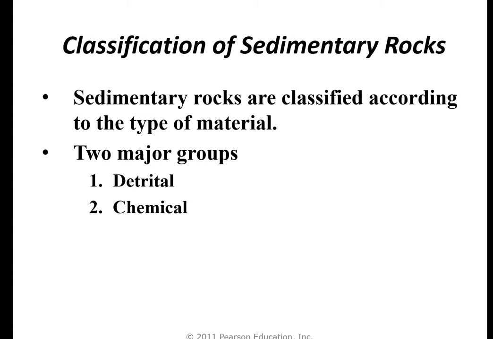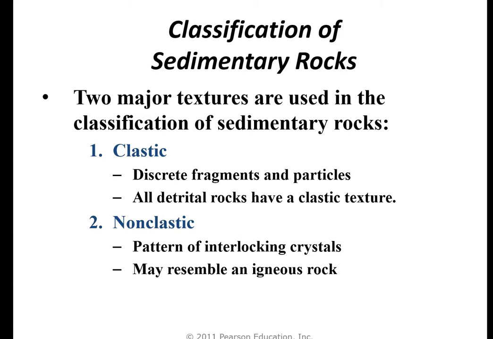Sedimentary rocks are classified according to the type of material that makes them up, and we have two major groups, detrital and chemical. So within the sedimentary rocks, we have two major textures that are used in the classification of sedimentary rocks, clastic and non-clastic. Clastic rocks have discrete fragments and particles inside of them, and all detrital rocks have this type of texture, a clastic texture. The non-clastic rocks have a pattern of interlocking crystals and may resemble an igneous rock from lava.